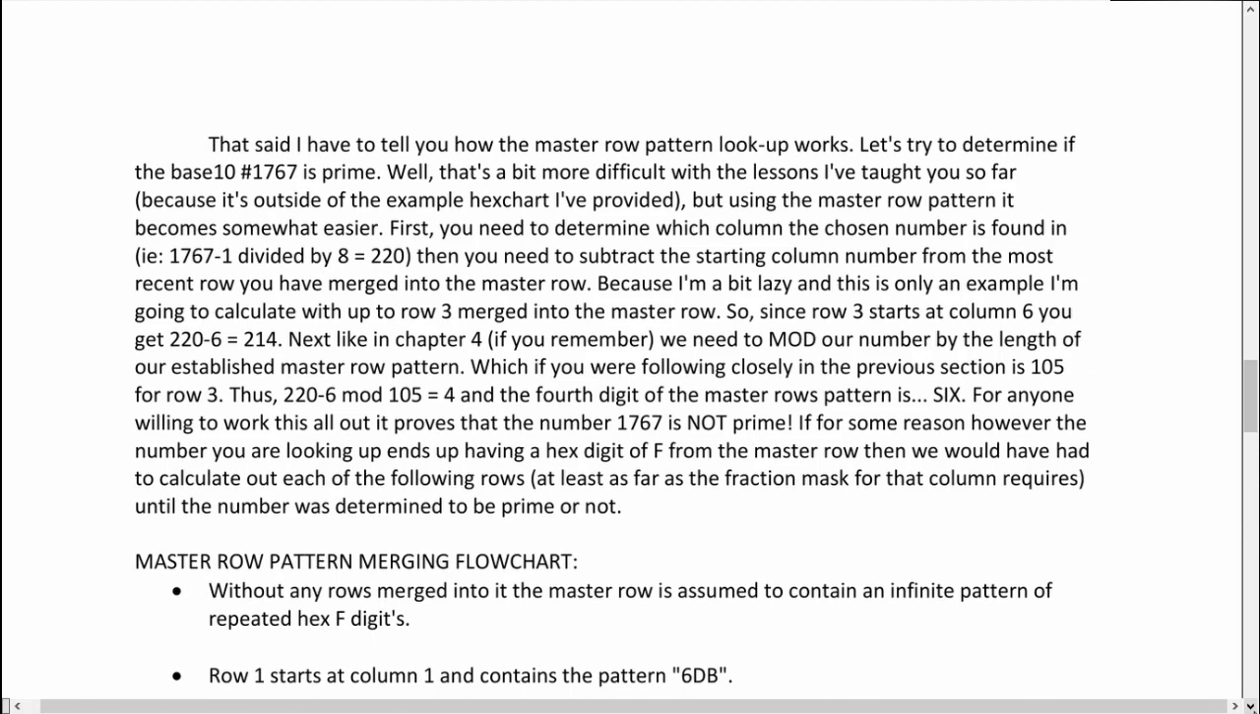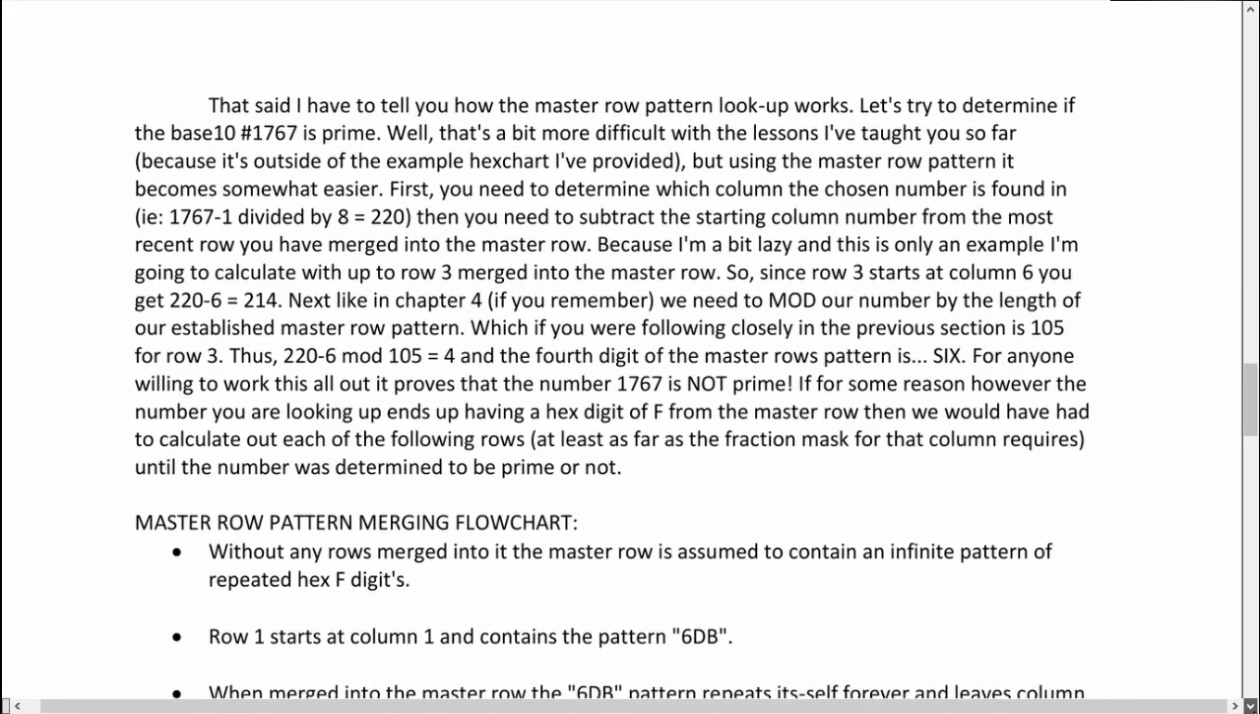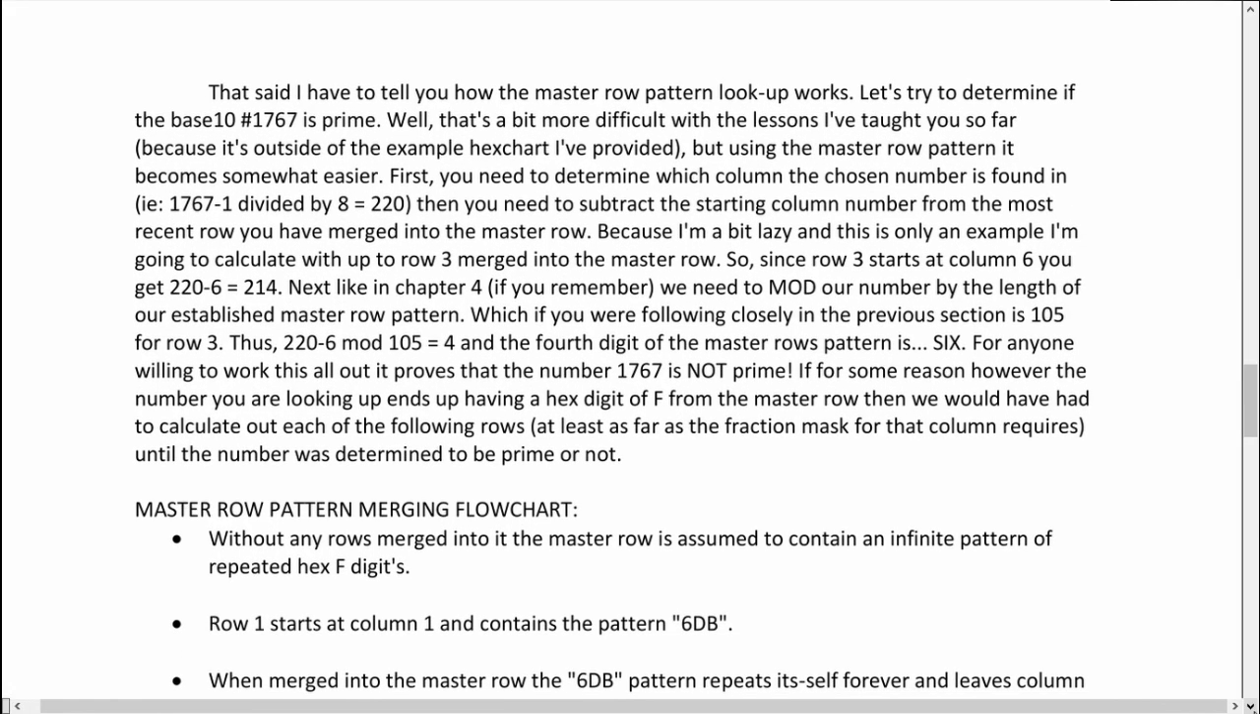Well, that's a bit more difficult with the lessons I've taught you so far because it's outside the example hex chart I provided. But using the master row pattern, it becomes somewhat easy. First, you need to determine which column the chosen number is found in, i.e. 1767 minus 1 divided by 8 equals 220.